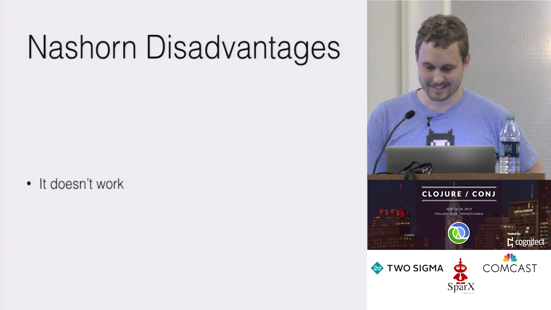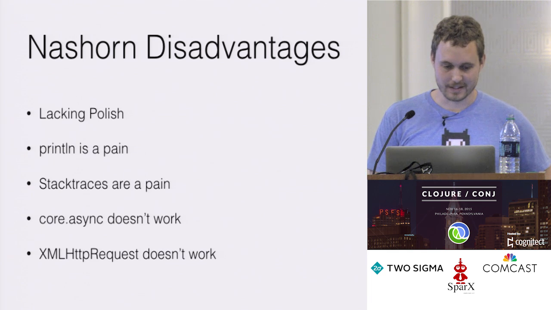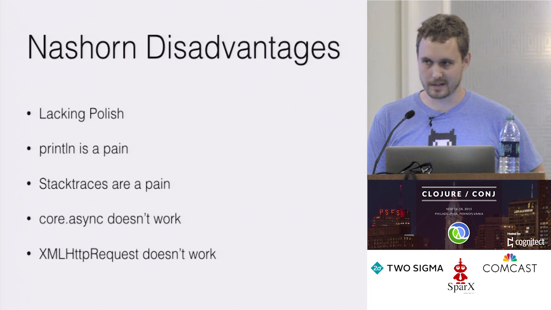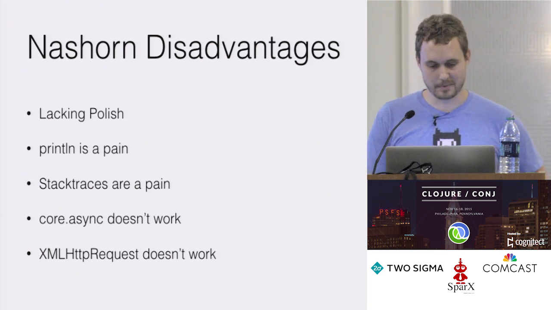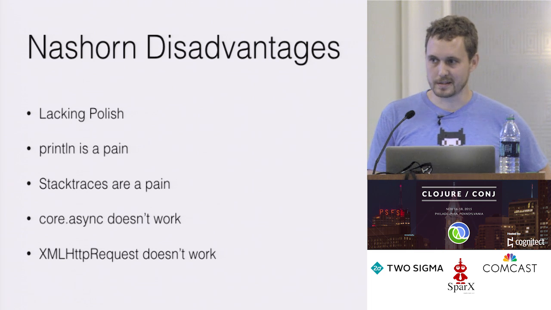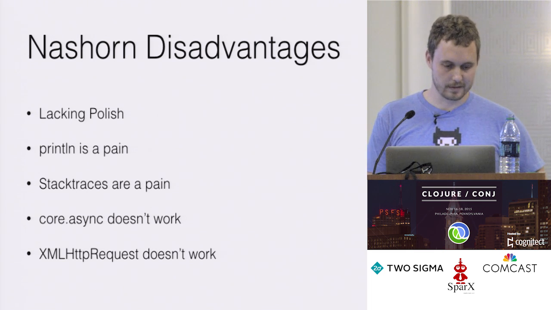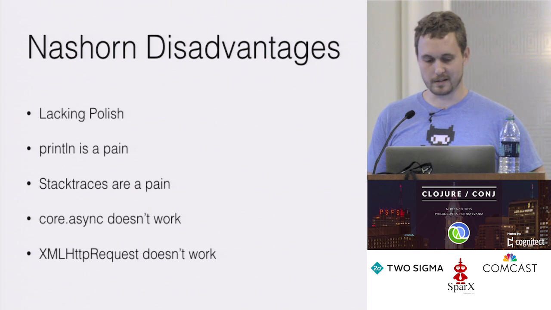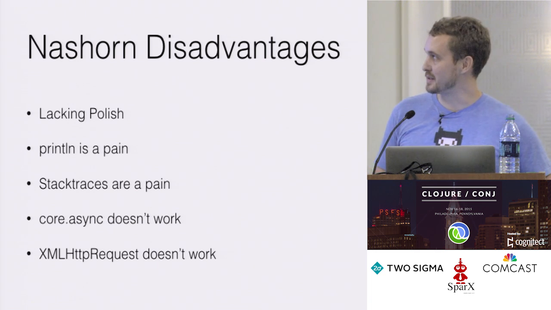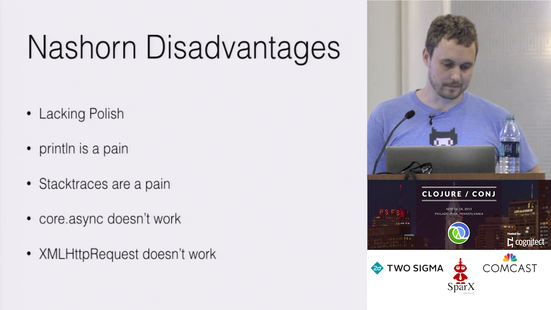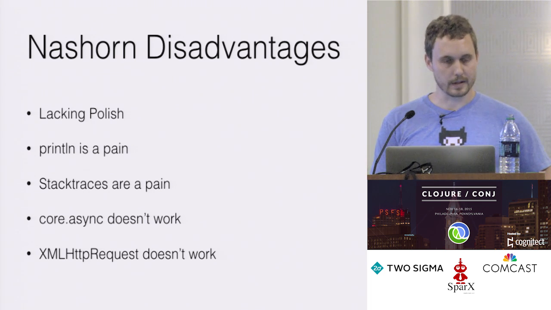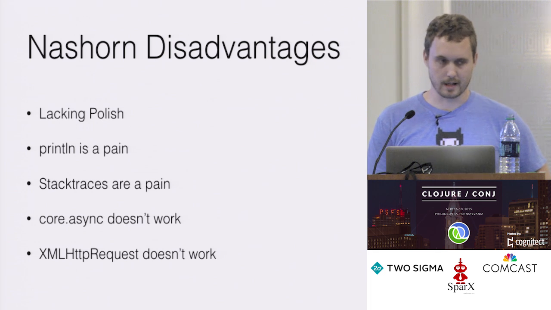It doesn't work. Nashorn is very unpolished. It took me a couple hours to get println working. It took me a couple hours to get stack traces to produce anything useful. core.async hasn't been ported to Nashorn. So core.async will work in Node and it'll work in browsers. Nashorn is neither Node nor a browser. And it doesn't have XMLHttpRequest. I'm sure it doesn't have a lot of other things that either Node or browsers have.